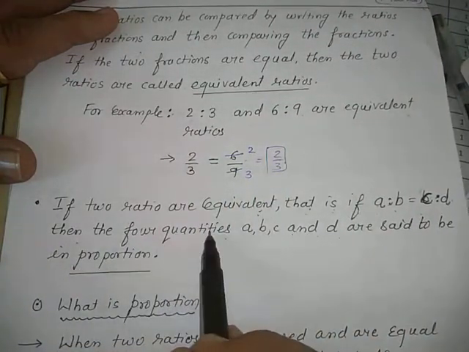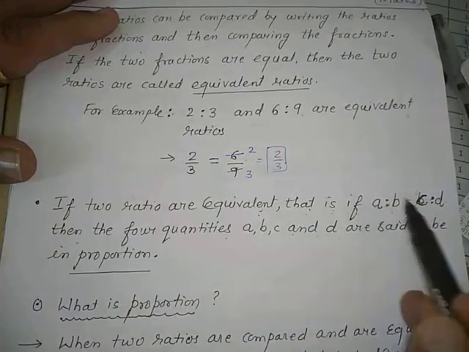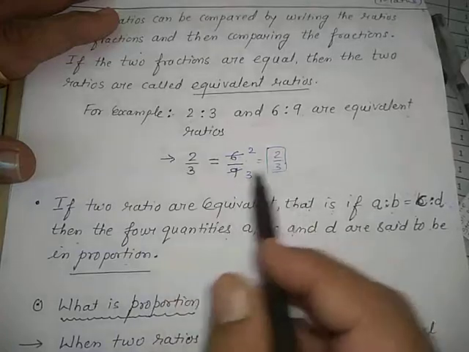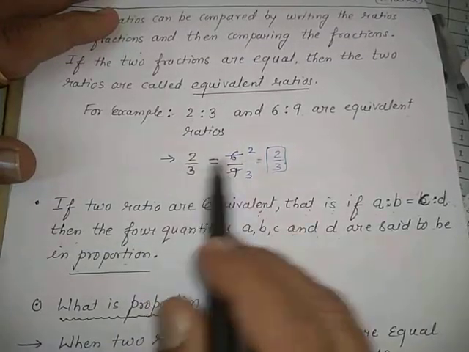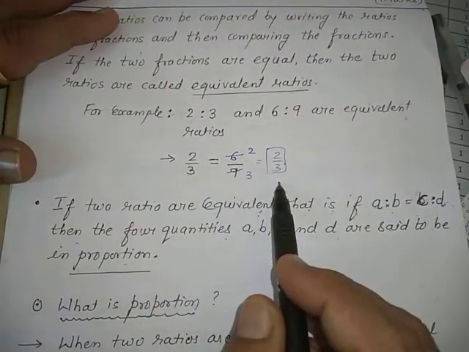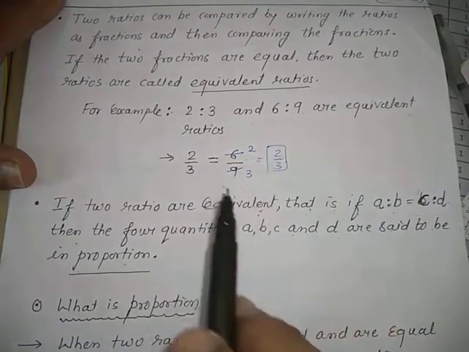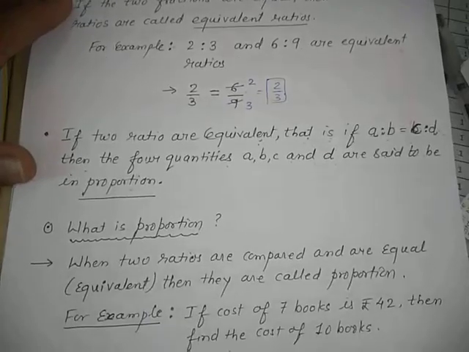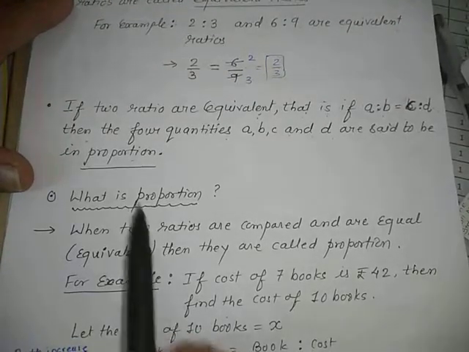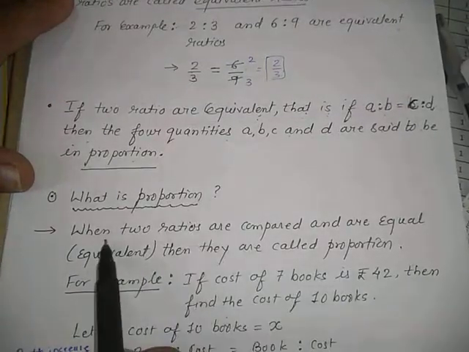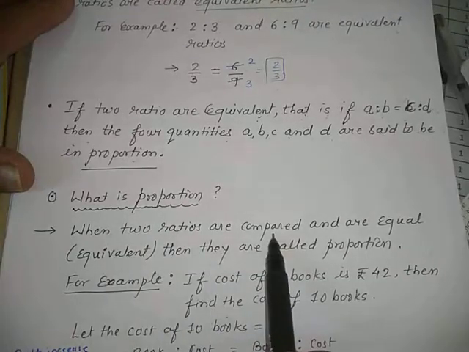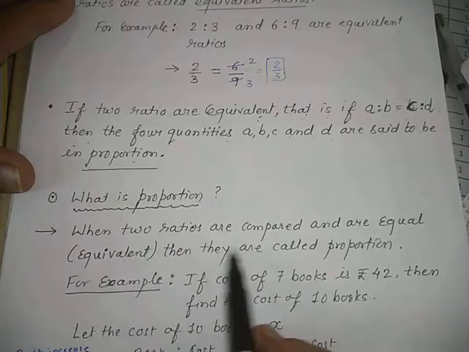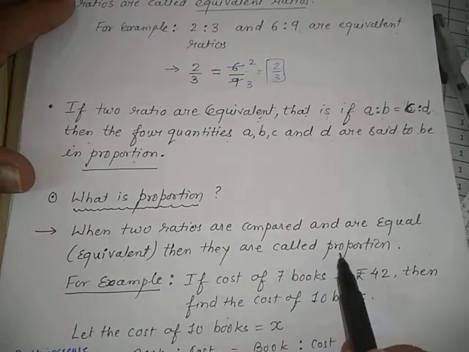Then the four quantities A, B, C, D, all these four are said to be in proportion. If equality is maintained, then yes, but if equality is not maintained, then we can say these ratios are not in proportion. Sir, what is proportion? This question may arise in your mind. So what is proportion? When two ratios are compared and are equal, meaning equivalent, then they are called proportion.